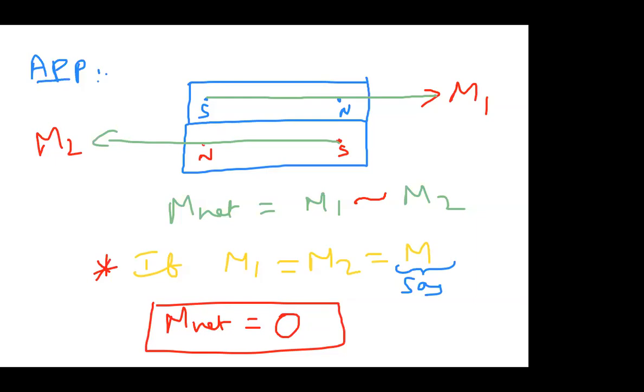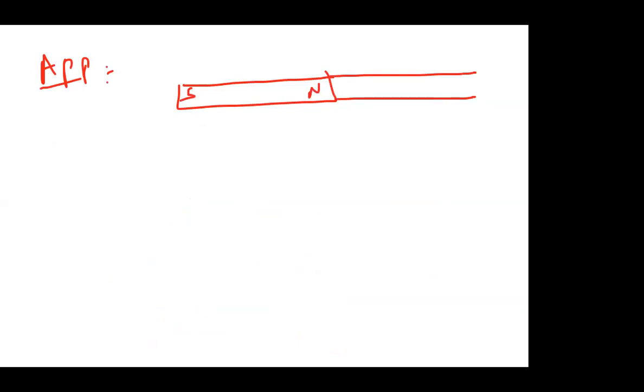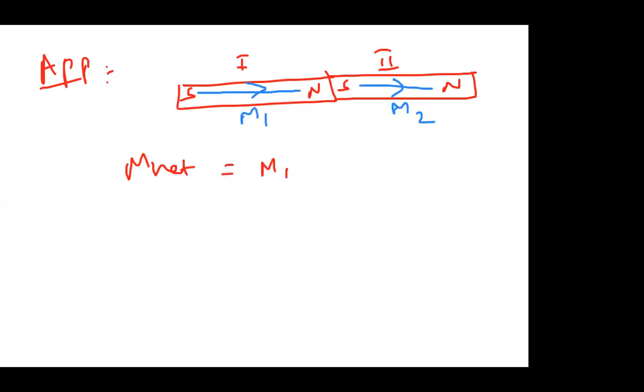Let us see the next one. Here, if I have taken one magnet like this, south pole, north pole, and they arrange another magnet in this way, south pole, north pole. So this is the first magnet and this is the second magnet. The direction of magnetic moment is always from south pole to north pole, M1 and M2. What is the net magnetic moment? Both are in the same direction, so the net magnetic moment is again M1 plus M2.